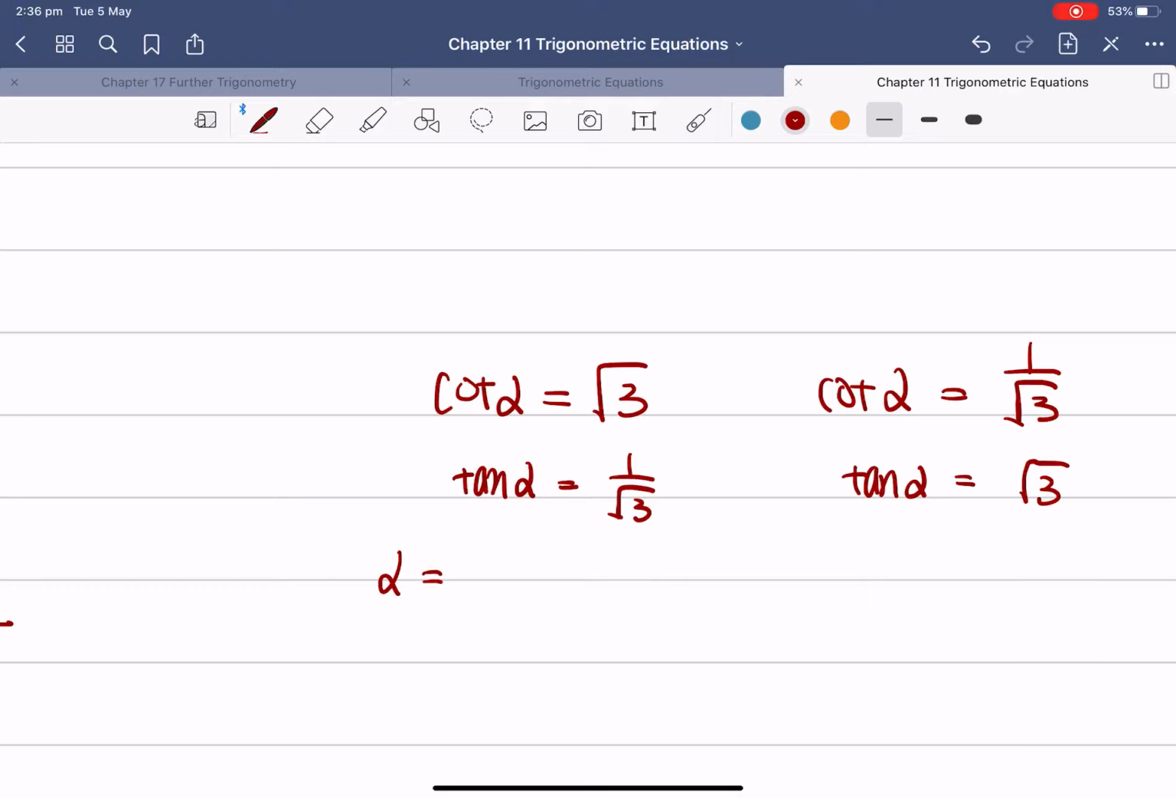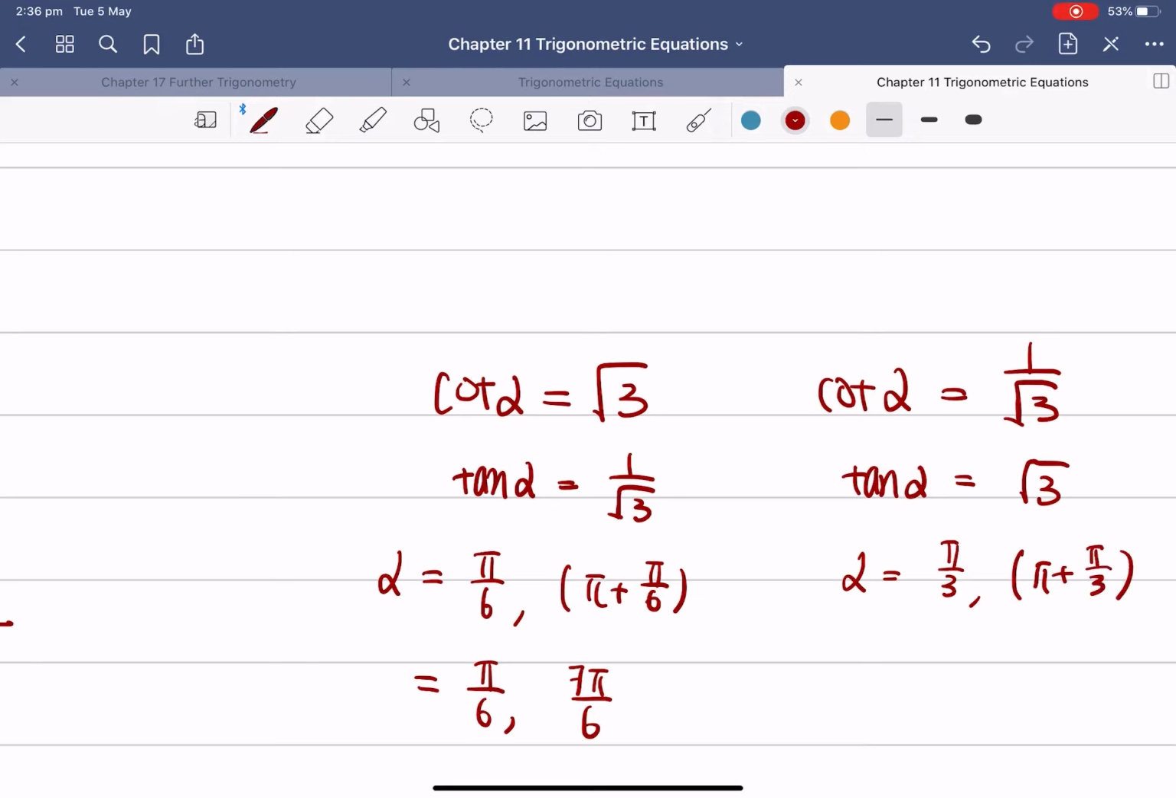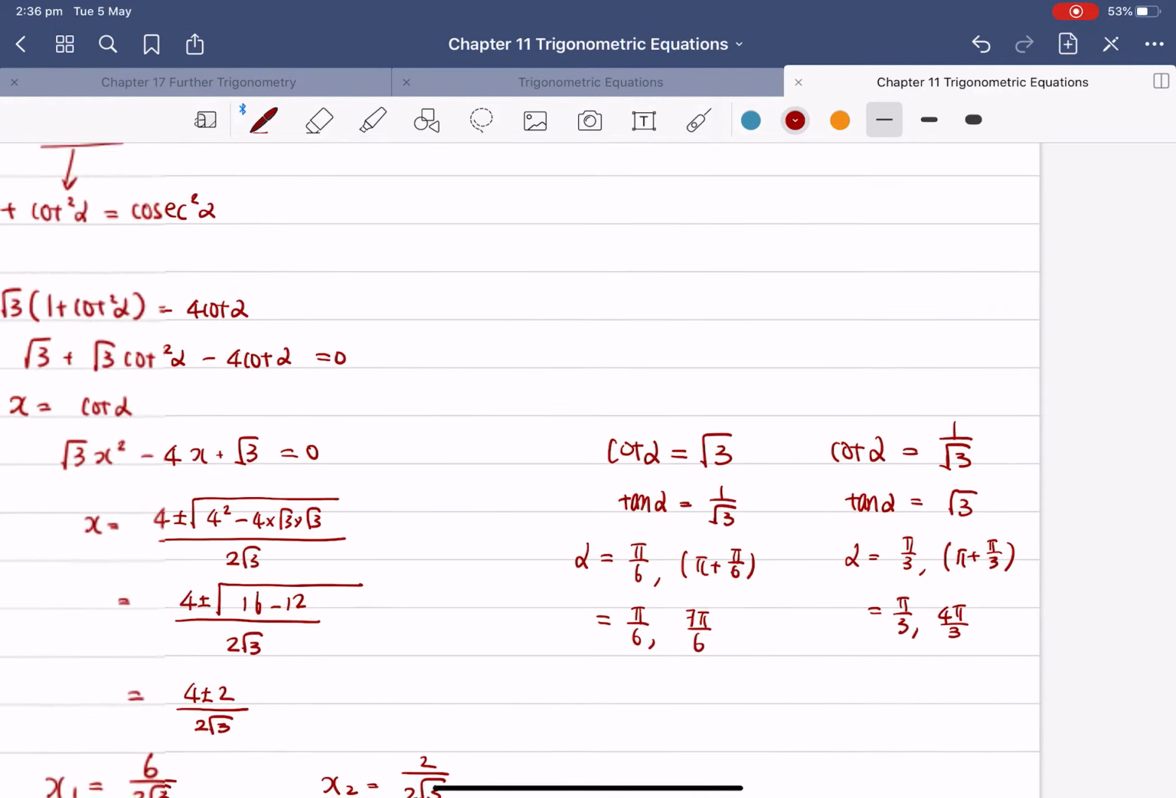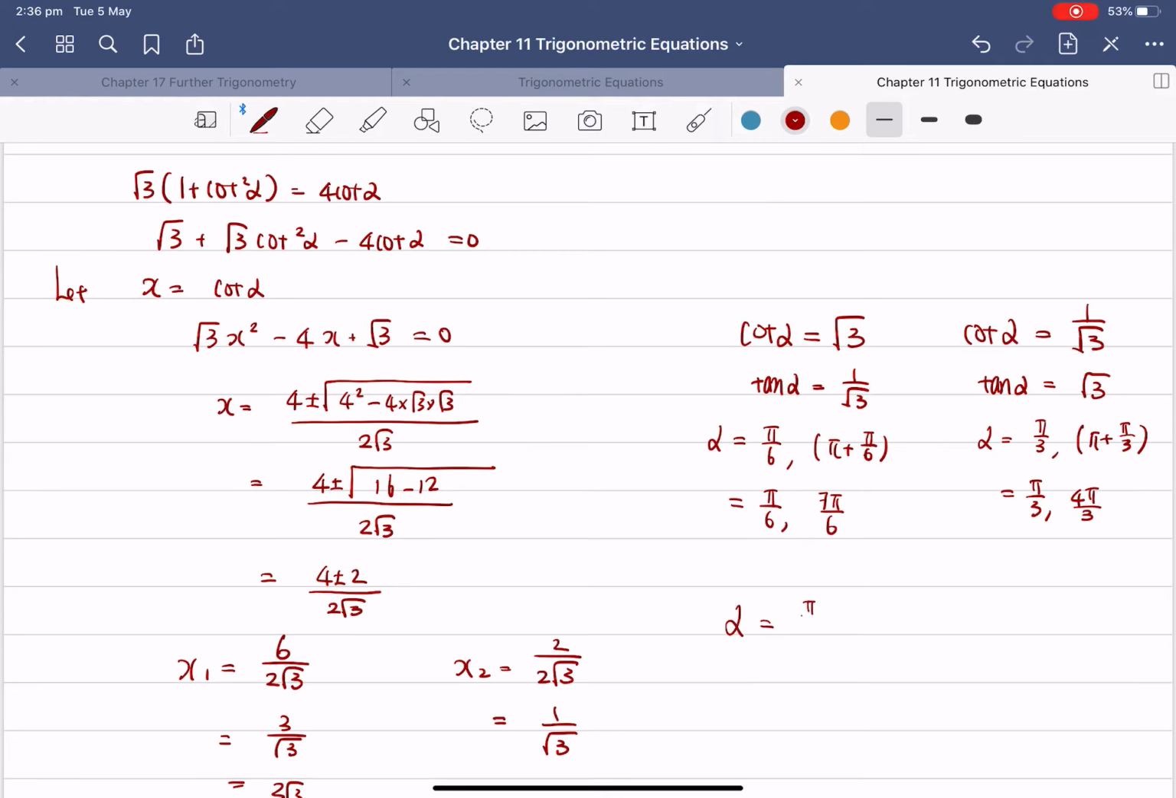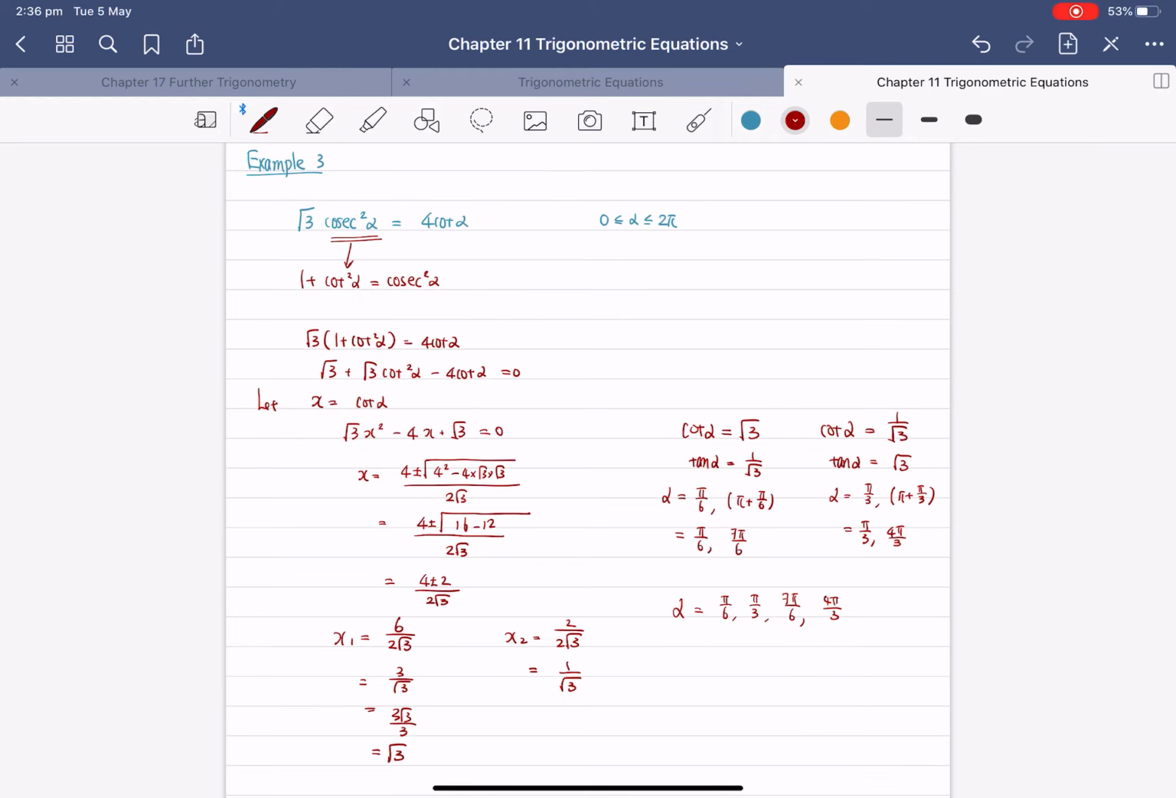Alpha is equal to, for the first one, 1 over square root of 3 is 30 degrees, and 30 degrees is pi on 6. The next one is in the third quadrant, which is pi plus the angle you get. So you get pi on 6 and 7 pi on 6. On this side, it will be pi on 3, 60 degrees, and then pi plus pi on 3, so you get pi on 3 and 4 pi on 3. Finally, the answer will be pi on 6, pi on 3, 7 pi on 6, and 4 pi on 3 in ascending order. And that is the answer for the question.